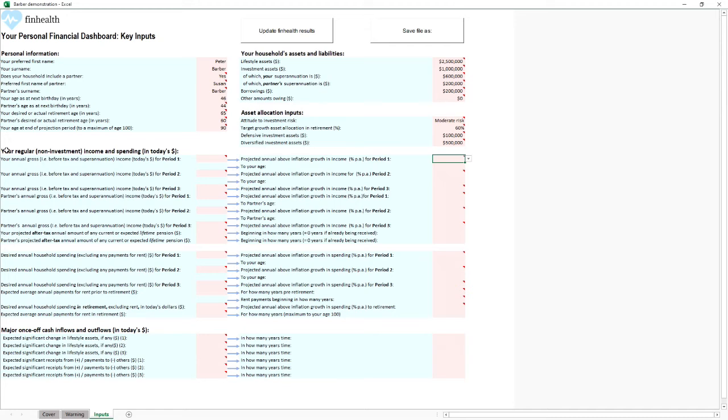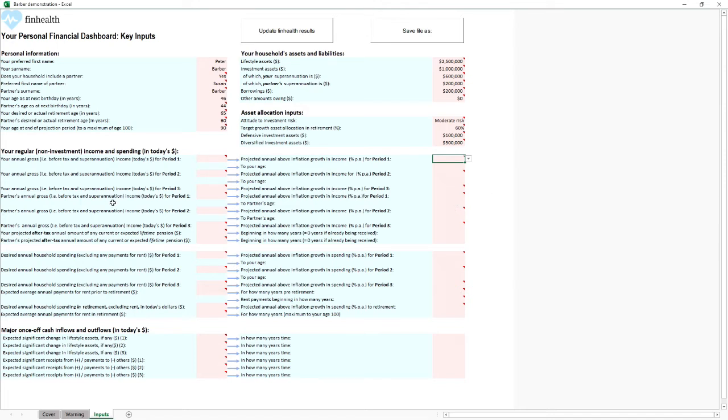It should be noted that expected investment income and interest on borrowings are excluded in the estimates of future savings. In the finhealth software, investment returns and borrowing rates are hard-coded. As discussed above, investment returns are driven by your chosen asset allocation, while interest on borrowings is assumed to be 2% per annum after tax and after inflation.